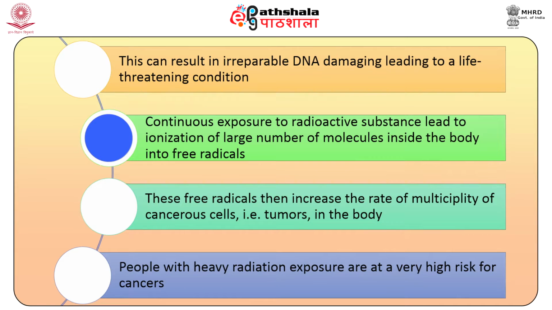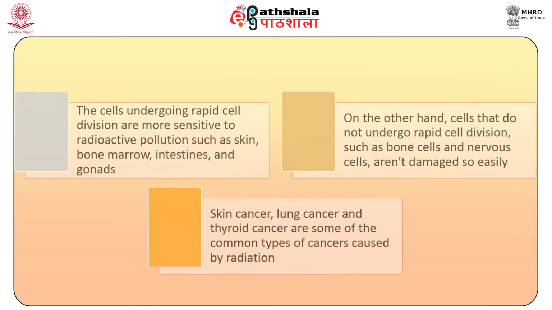Continuous exposure to radioactive substances leads to ionization of a large number of molecules inside the body into free radicals. These free radicals then increase the rate of multiplication of cancerous cells, that is, tumors in the body. People with heavy radiation exposure are at very high risk for cancers. The cells undergoing rapid cell division are more sensitive to radioactive pollution, such as skin, bone marrow, intestines, and gonads.